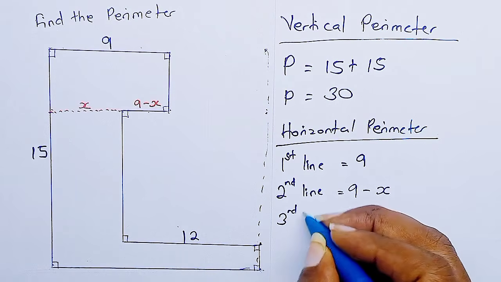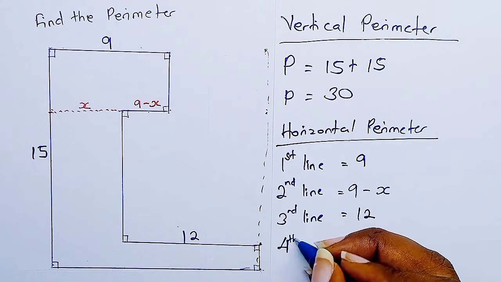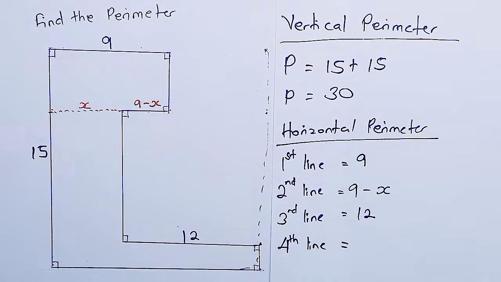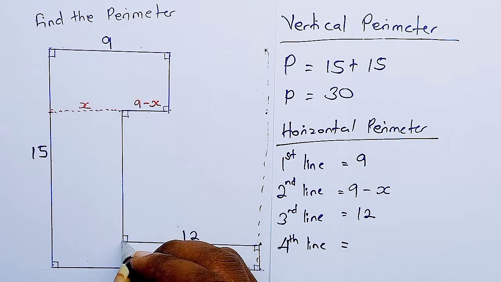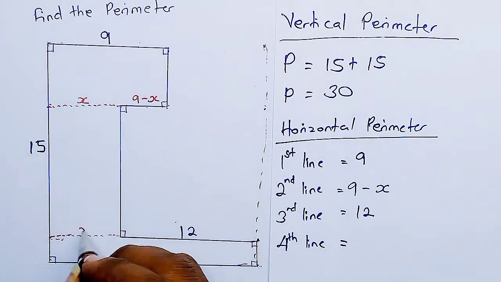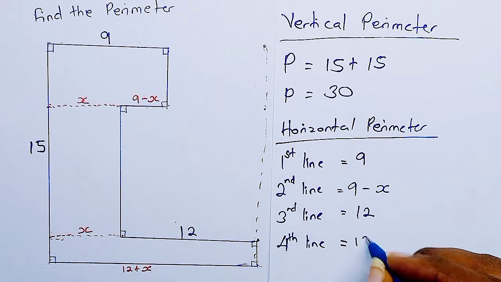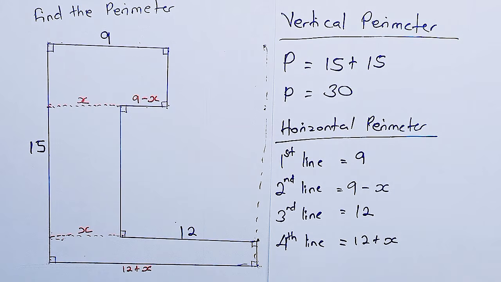And then the third line, the length given is 12. And then this fourth line, now since we said that from here to here is x, and we know that from here to here is 12, that implies that from this point to this point will be 12 plus x. So this is 12 plus x. Therefore, the fourth line is 12 plus x.